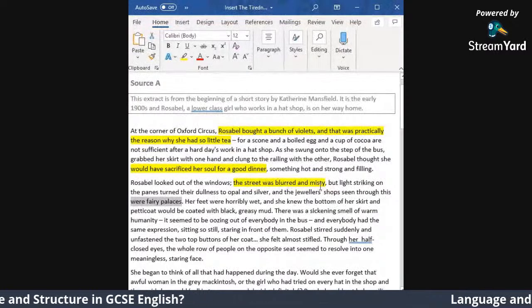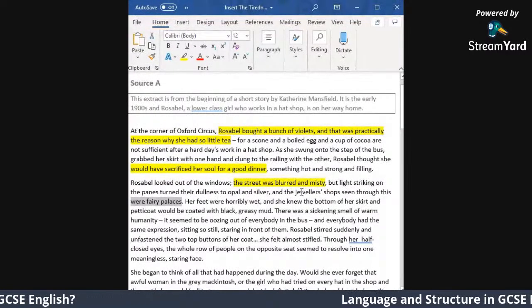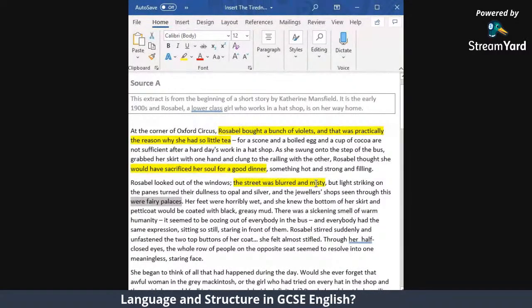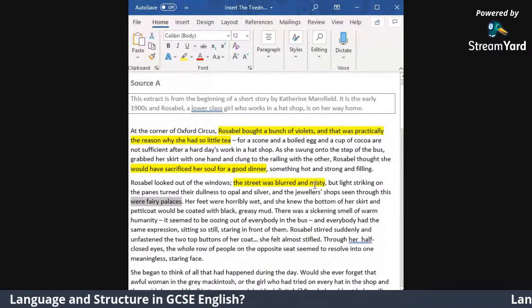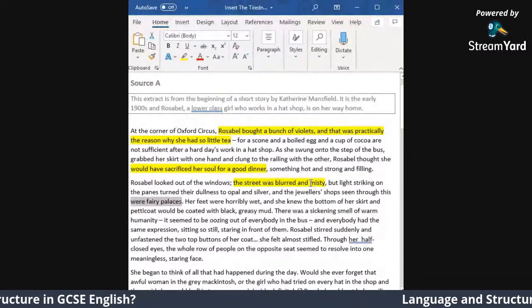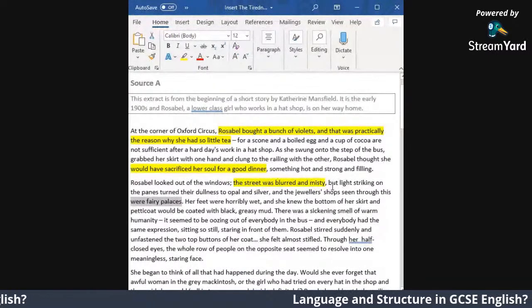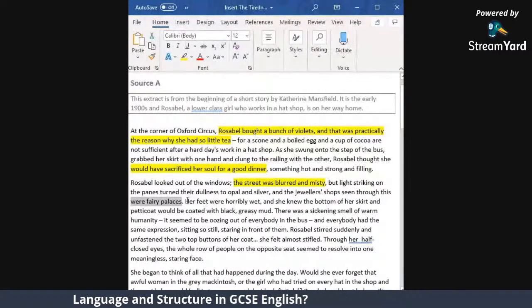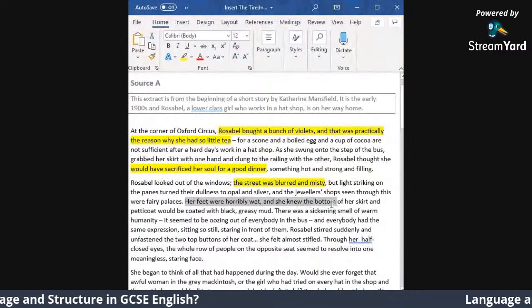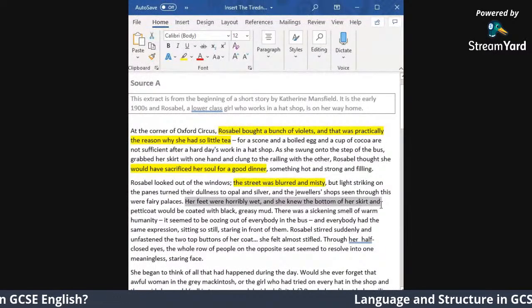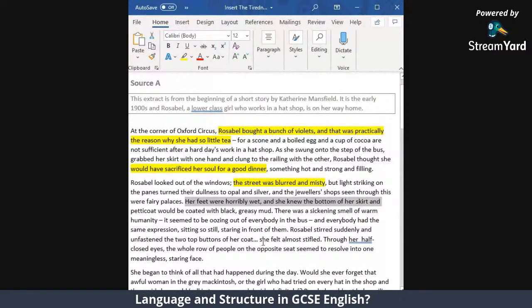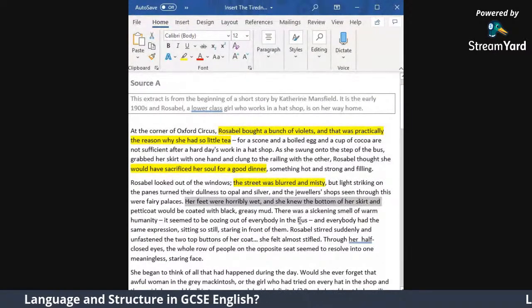So it's about her inward aspiration, and her external reality is that she's got a tough job. And then it goes on to exaggerate: her feet were horribly wet, and she knew the bottoms of her skirt and petticoat would be coated with black greasy mud. So it's all very dour and miserable, and there was a sickening smell of warm humanity.